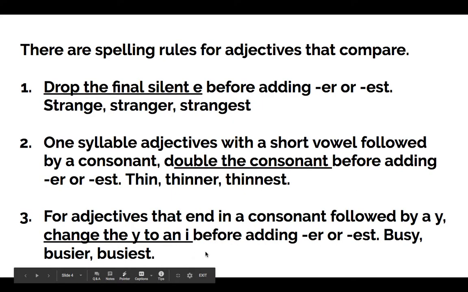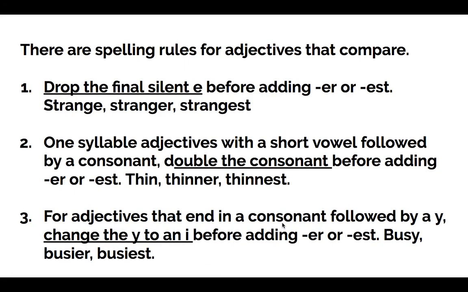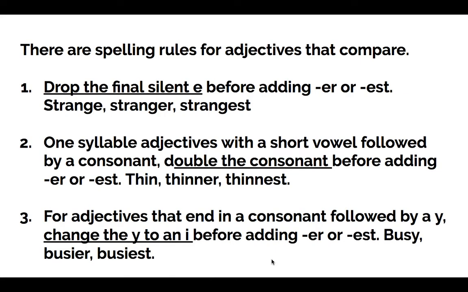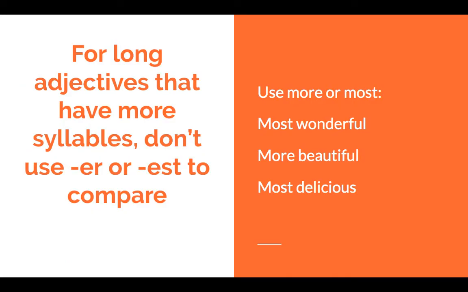Think about the word pretty. We would have a consonant followed by a Y, so we would change that Y in pretty before we add the ER to make it prettier. Okay? All right, now some adjectives we're not going to add ER or EST to because it just gets to be too much of a mouthful and sounds really weird. So we wouldn't want to say, my vacation was wonderfuler than your vacation. That just sounds like too much, right?